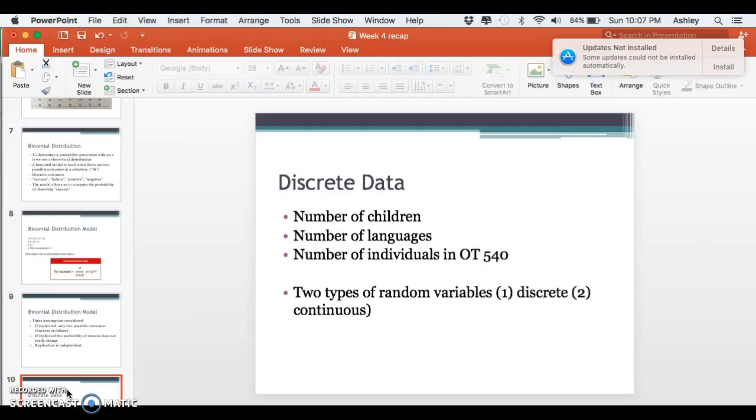If a variable can take on any value between 2 specified values, it's called a continuous variable. Otherwise, we call it a discrete variable. And we know some of the examples already, like the number of children, the number of languages one person may speak, or the number of people in a class, and specifically maybe OT 540.